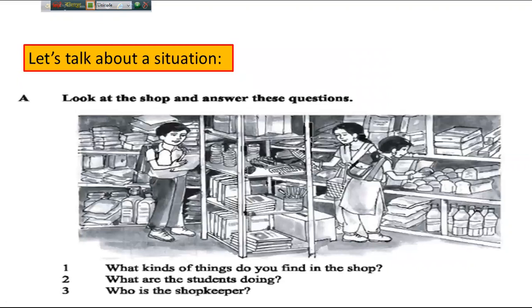Okay, all of you look here. What can you see here? Yes, you can see here a shop. And there you can also see 3 students. So here are some questions. What kinds of things do you find in the shop? I think all of you know there are different types of shops. There are some shops from where you can buy grocery things. Then there are some kinds of shops where you can find your study materials or writing materials.